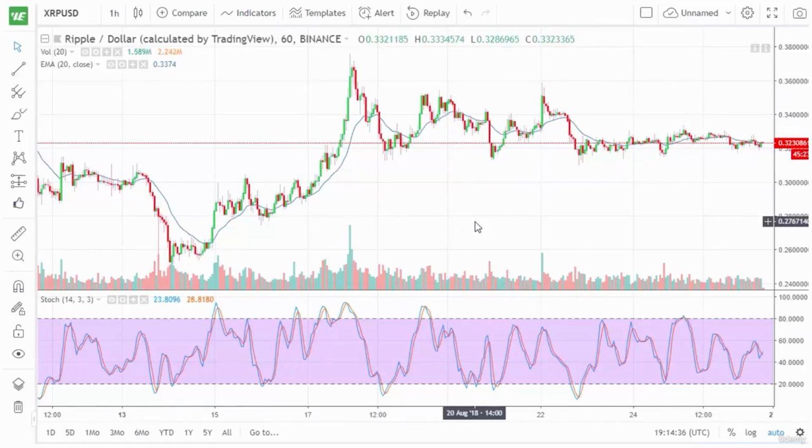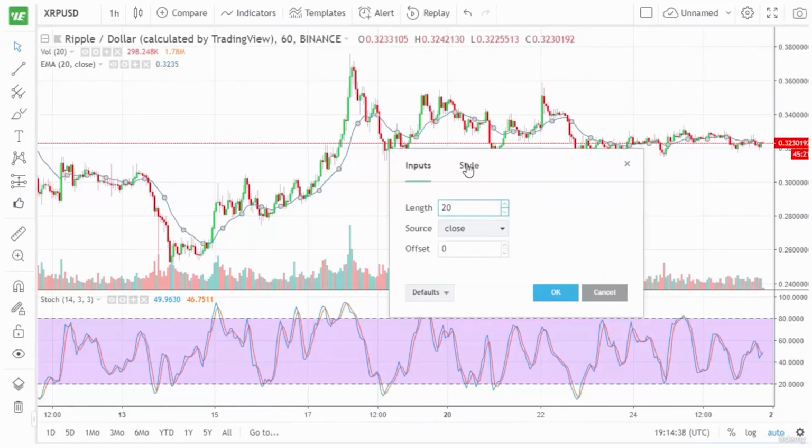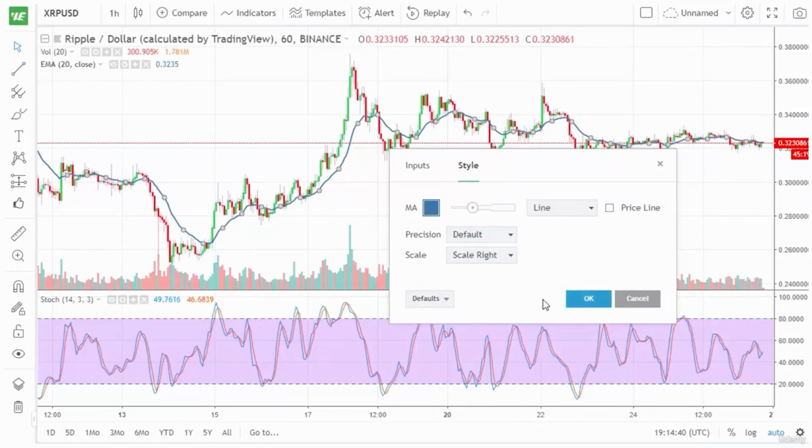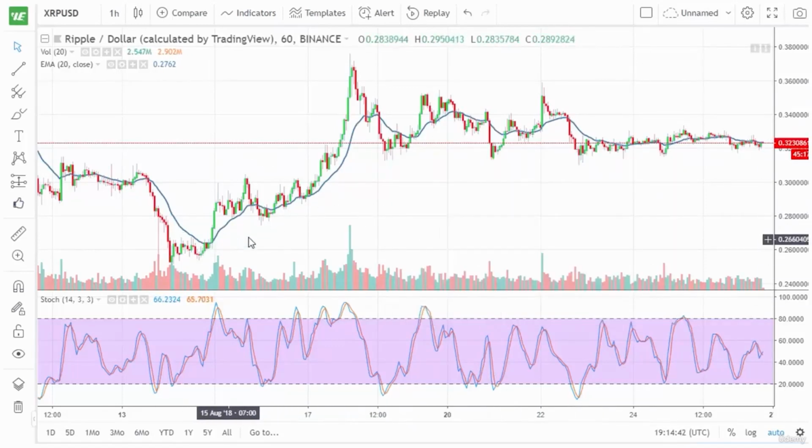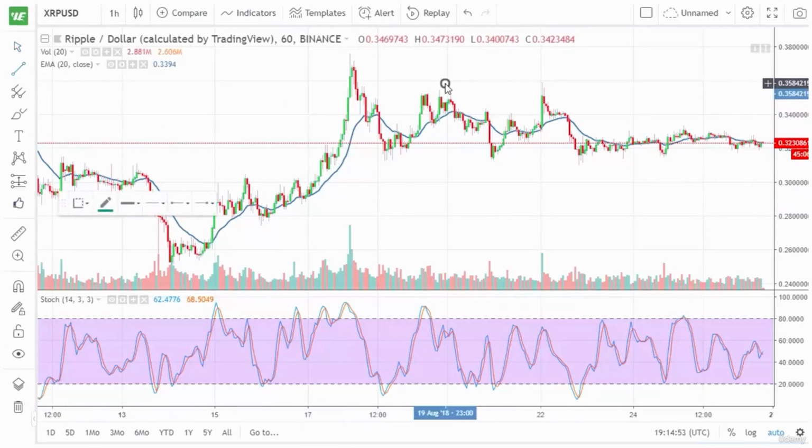The 20 EMA I will thicken here just to make it easier to see. And now you can see that we had a nice uptrend going. So at that point, you're ignoring the stochastic. But as we start to chop around and go sideways overall, suddenly the stochastic becomes interesting.